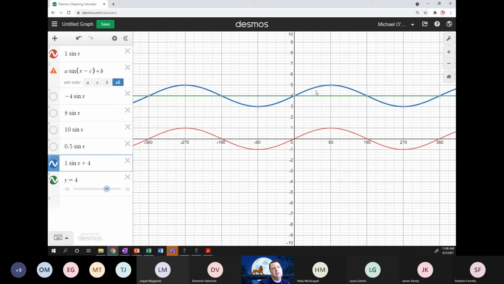Does that make sense to you guys right there? And what would happen if I wrote a negative number in there? What if I did sine x - 7? What's going to happen to the starting point then?